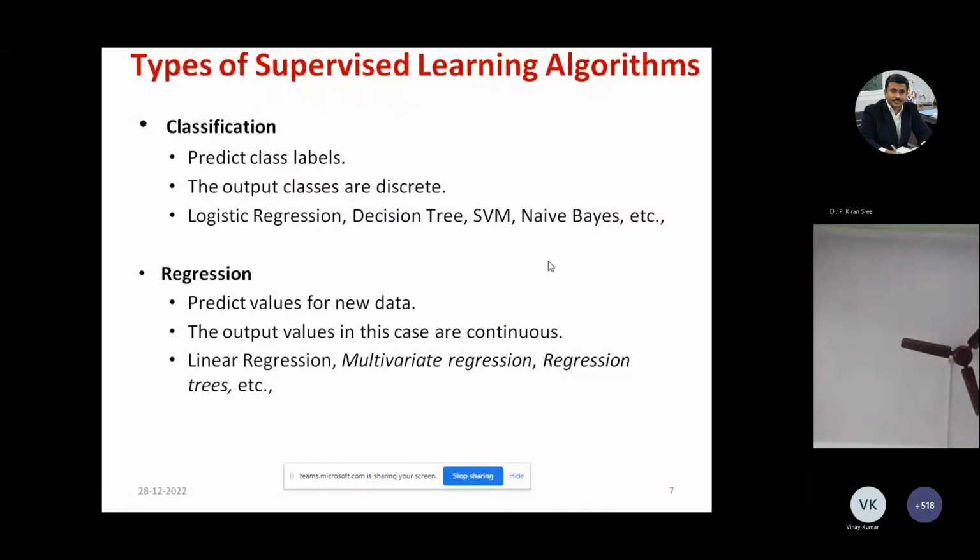The two basic supervised learning tasks under supervised learning algorithms are classification and regression. The difference between classification and regression is that both do a prediction job, but classification predicts class labels, whereas regression predicts numerical values. The results of classification are discrete, whereas the results of regression are numerical values which are continuous in nature. Commonly SVM, naive Bayes, decision tree, and logistic regression come under classification, whereas linear regression, multivariate regression, and regression trees come under regression types of supervised learning.